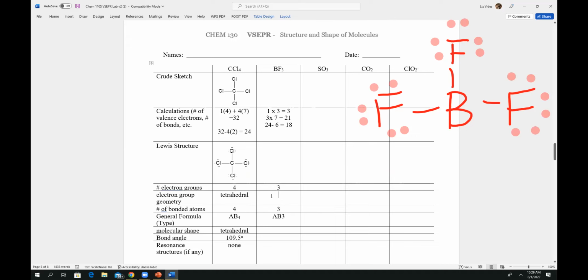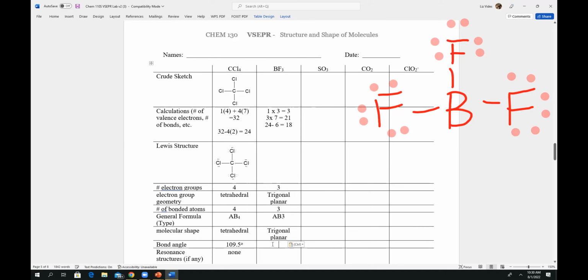So the electron group geometry is different sometimes, not always, from the actual geometry. So the electron group geometry is given to us by the number of electron groups, and that is 3, which means this is a trigonal. Okay, and the number of electron groups is the same, all of them are bonds. So once again, this is a trigonal planar. And here is our bond angle, 120.